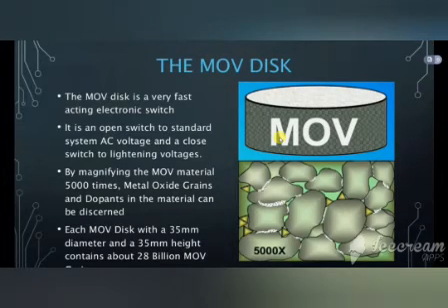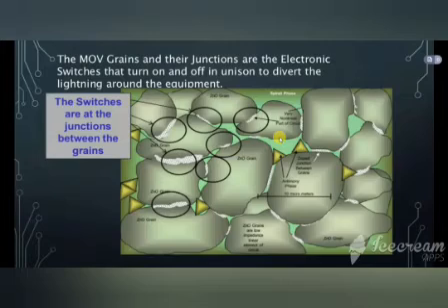By magnifying the MOV material 5000 times, metal oxide grains and dopants in the material can be discerned. Each MOV disc with a 35 mm diameter and a 35 mm height contains about 28 billion MOV grains. The MOV grains and the junctions are the electronic switches. See the diagram. The junctions are the electronic switches that turn on and off in unison to divert the lightning around the equipment to the ground. The switches are at the junctions between the grains, indicated by the arrow. The white colored symbol indicates the switches in the junctions.